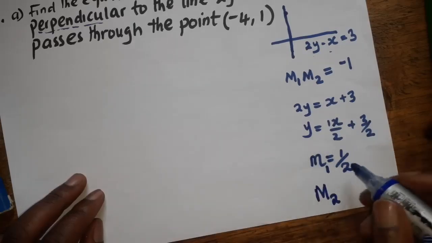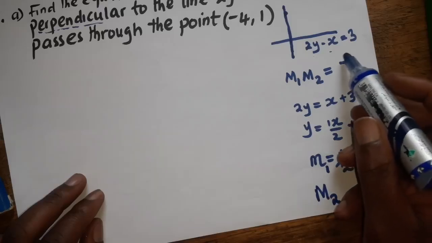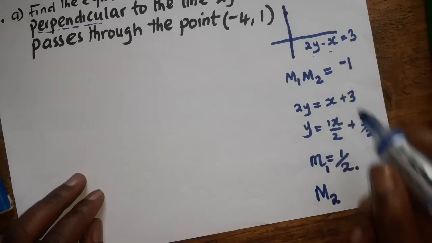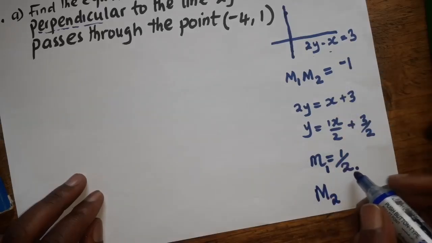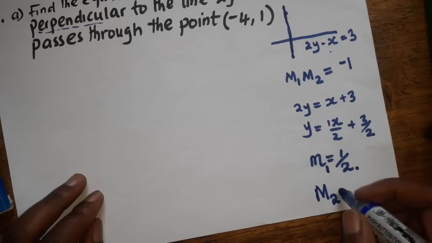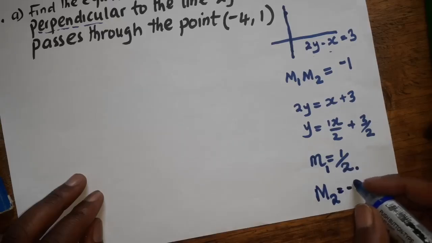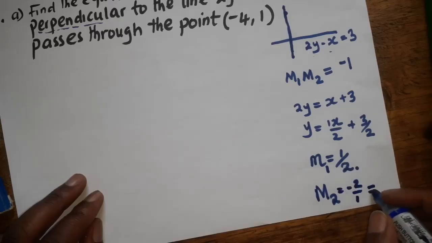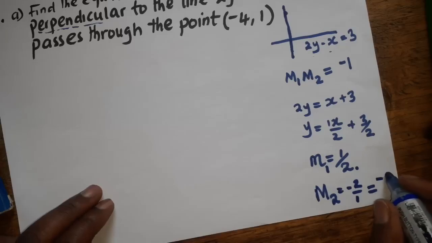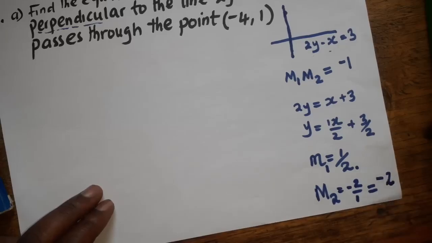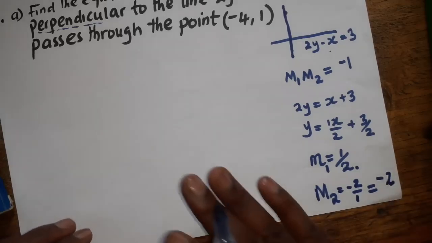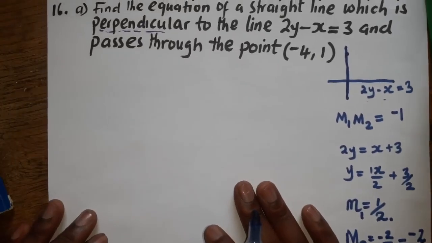So what will be our m2? Since the product is supposed to be negative 1, our m2 must be negative. So it will be the negative reciprocal of this one, negative 2 over 1, which is just the same as negative 2. All right? I hope this is clear.